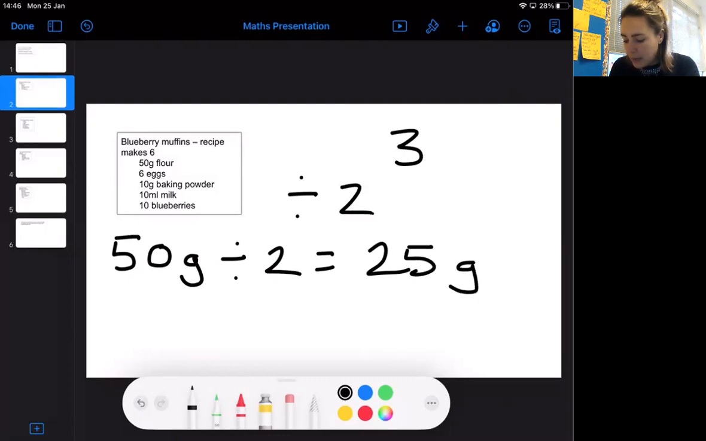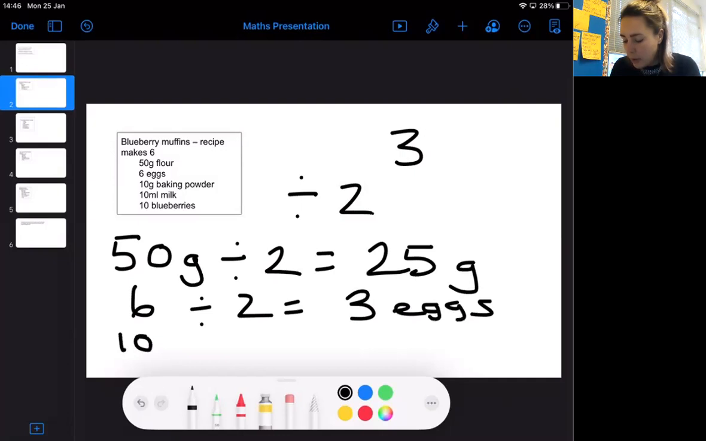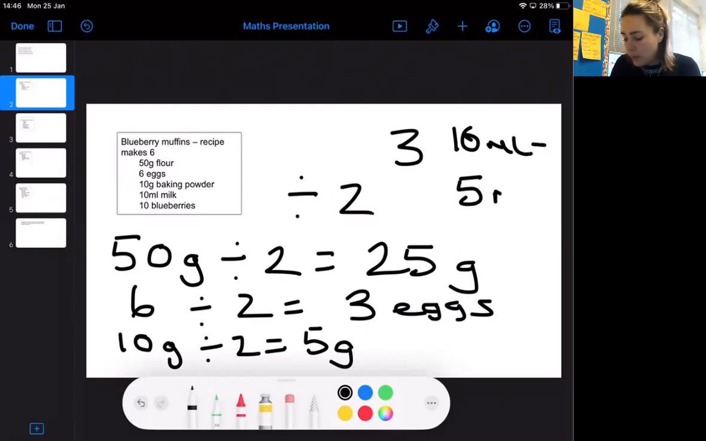I've got 6 eggs. So I need to divide the 6 by 2, or halved, is 3 eggs. I have 10 grams of baking powder, so 10 grams halved or divided by 2 is 5 grams. It's 10 millilitres of milk, so that halved or divided by 2 is 5 millilitres. And my 10 blueberries halved is going to be 5 blueberries. There's lots of different units of measurements in this recipe. So if you were recording it or had an example like this, please don't forget to record those units of measurement in there.